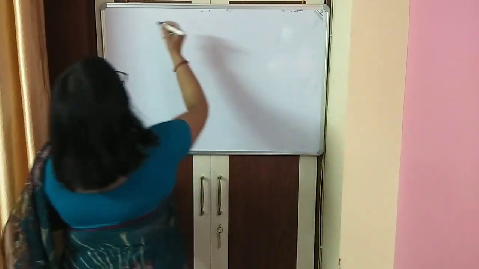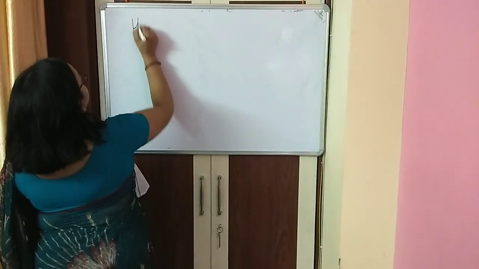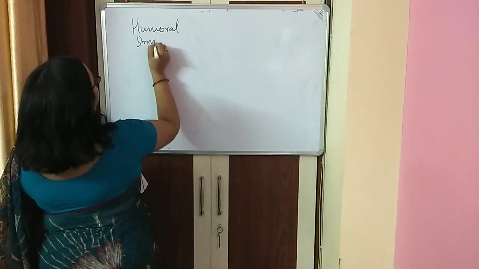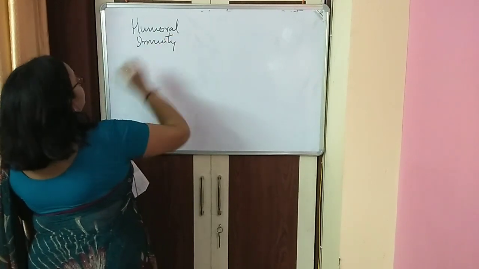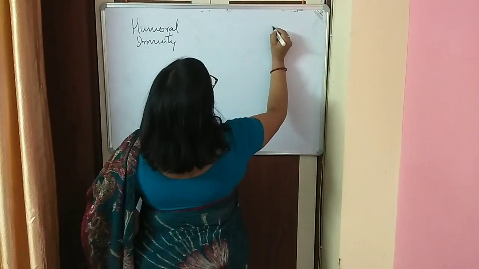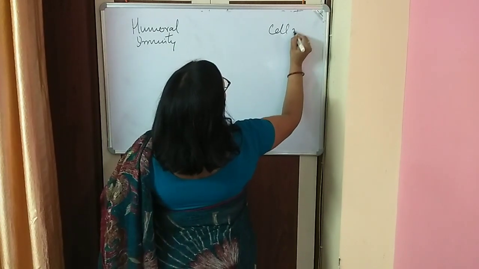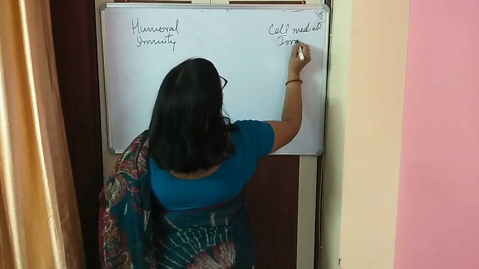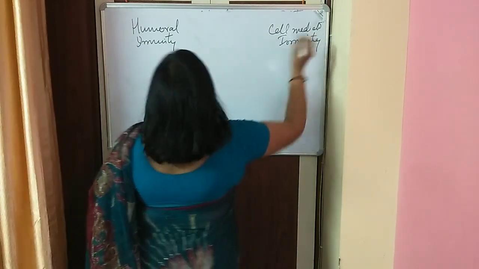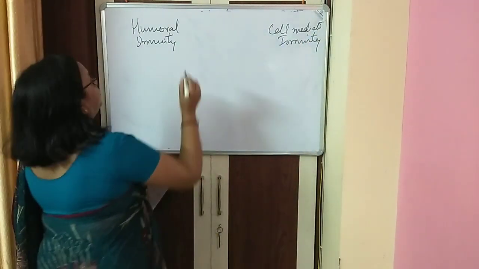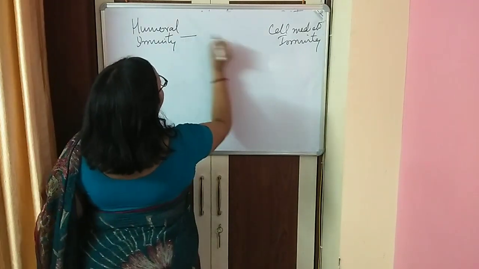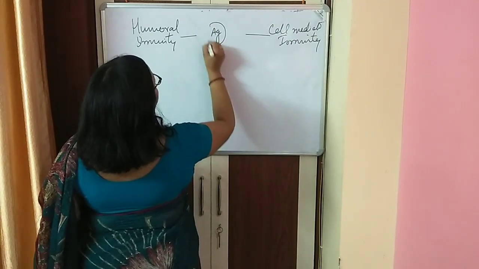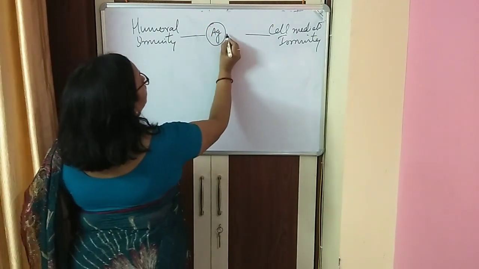So here is a branch of humoral immunity, and here it is cell mediated. So you understand what happens when antigen is taken up.